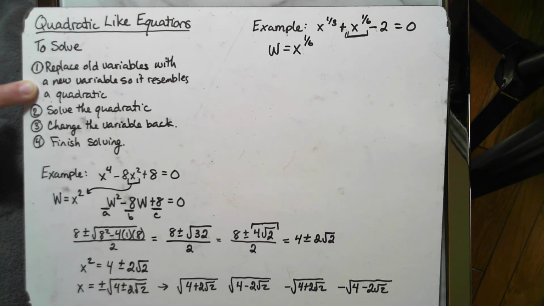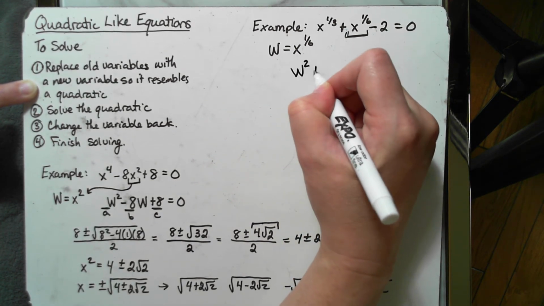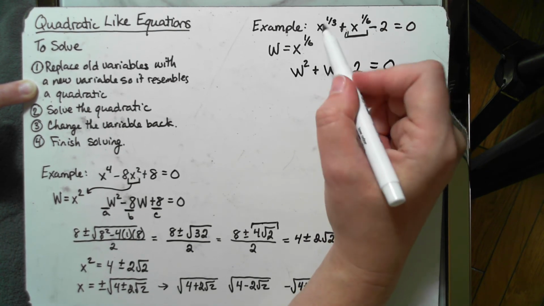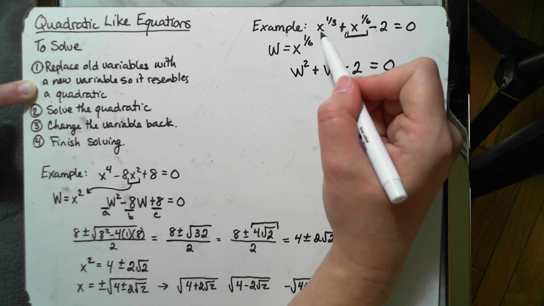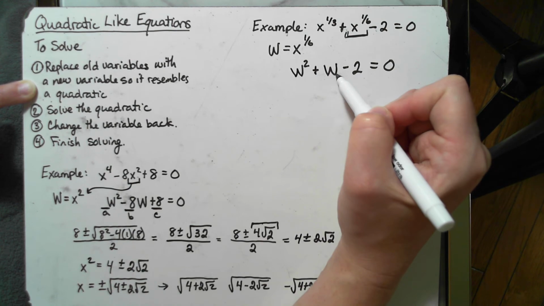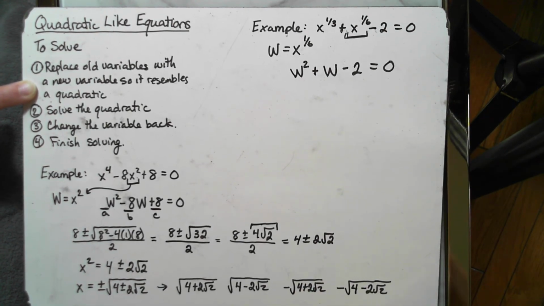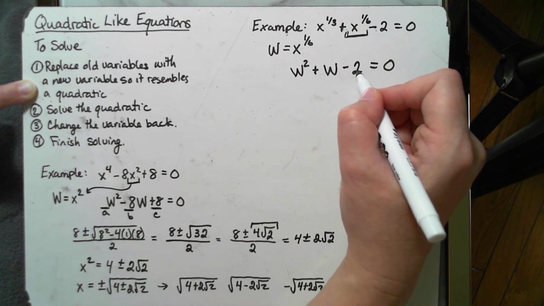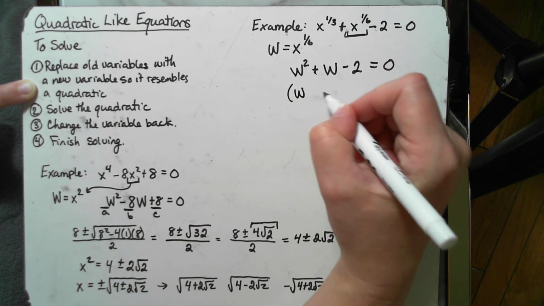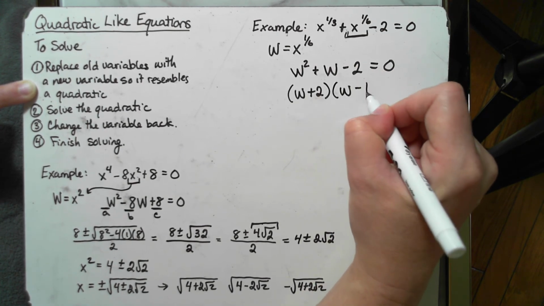Now I'll rewrite this in terms of w. It's w squared plus w minus 2 equals 0. So this term always becomes a w squared because it fits the pattern. This variable gets replaced with a w, and I keep the minus 2. Now this can be solved using factoring because there are 2 numbers that multiply to negative 2 and add to positive 1. And that would be positive 2 and negative 1.